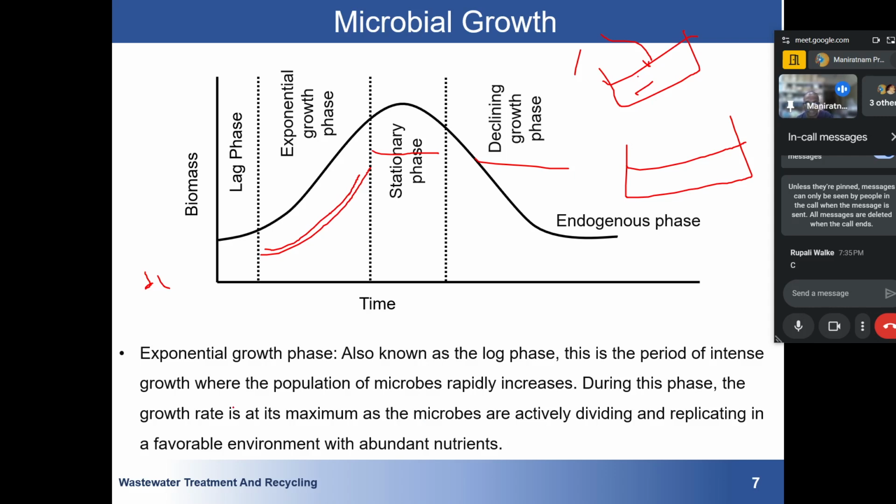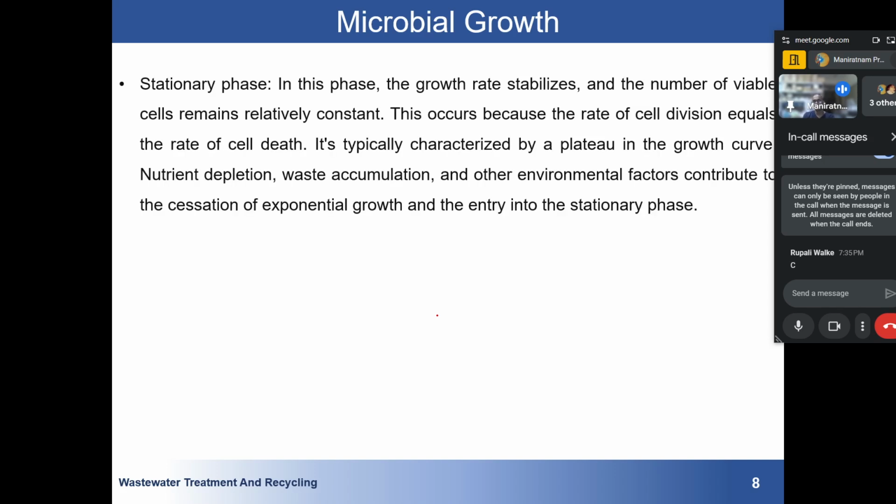This is a period of intense growth where the population of microbes rapidly increases. Why does it rapidly increase? Because they have abundant nutrients, because they have an abundant amount of food. During this phase the growth rate is at its maximum as the microbes are actively dividing and replicating in a favorable environment. Then we have a stationary phase.